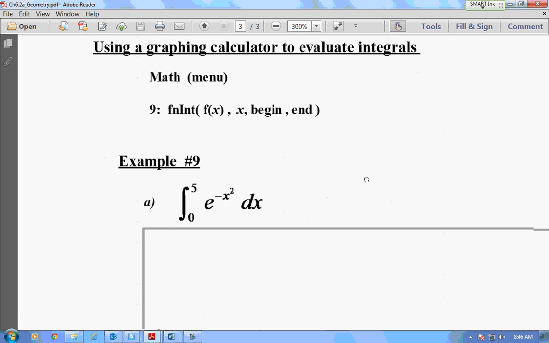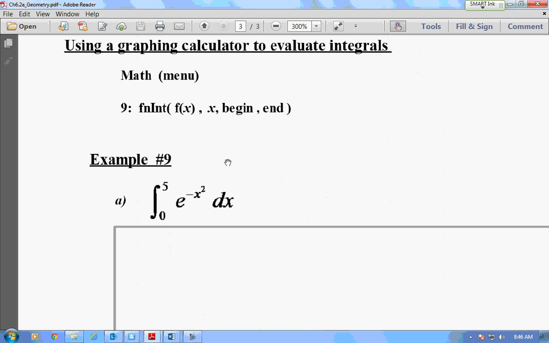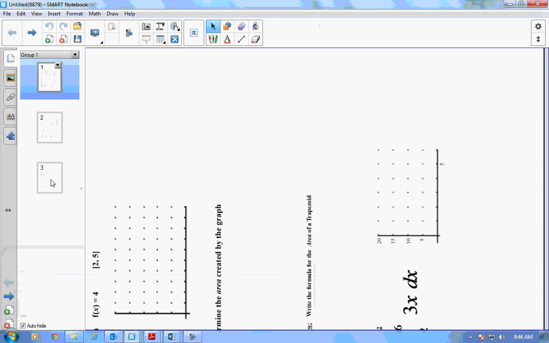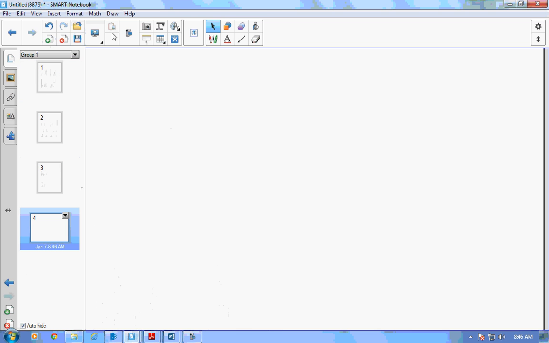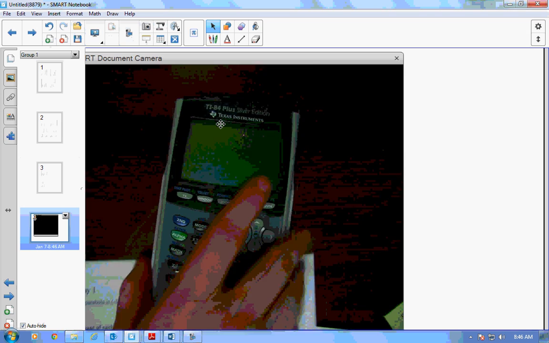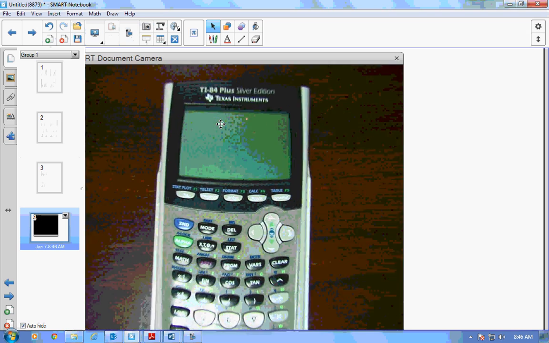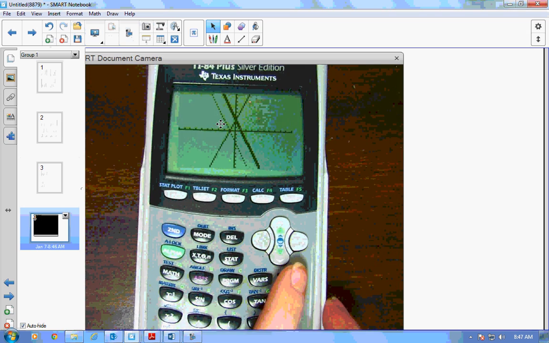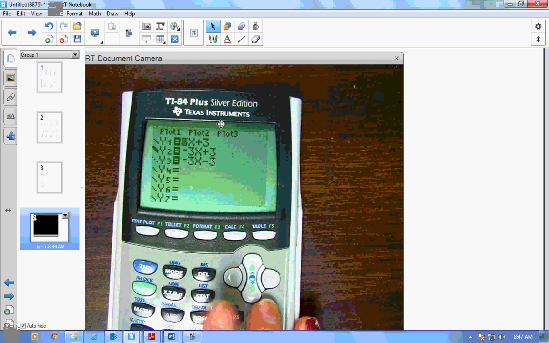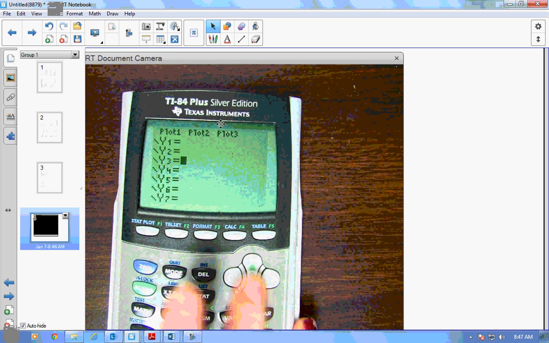Using a graphing calculator, we're going to integrate our exponential function here, e to the negative x squared dx from 0 to 5. These are the steps on your calculator. Let me get a camera, this one. Okay, turn it on, clear anything out. I have some weird stuff from the other class.